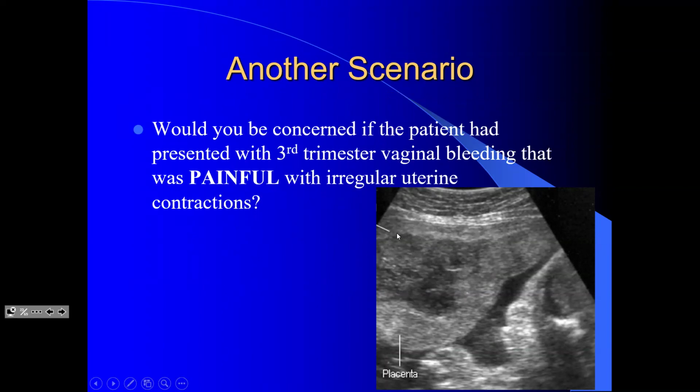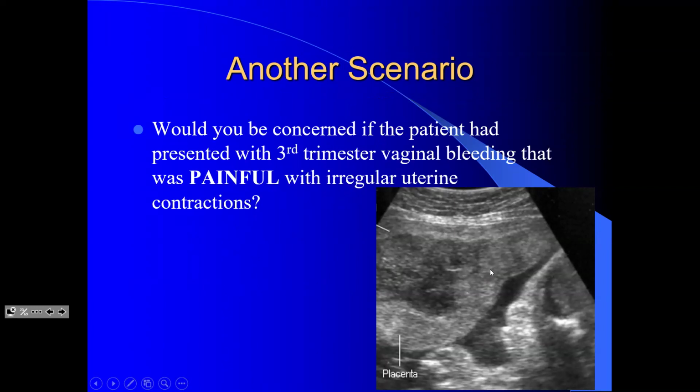So this is the normal placenta, which is bright or echogenic, and this is the uterine wall. So you see a black, hypoechoic collection between the uterine wall and the placenta. This is known as retroplacental clot, or you can call it placental abruption.